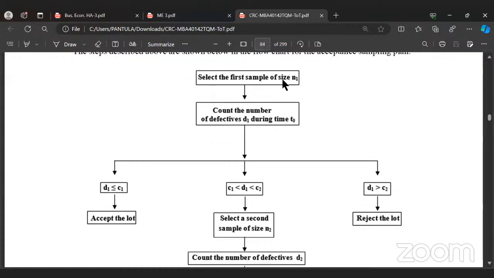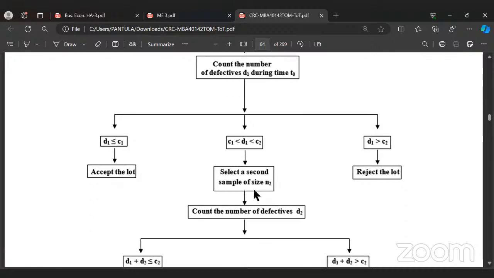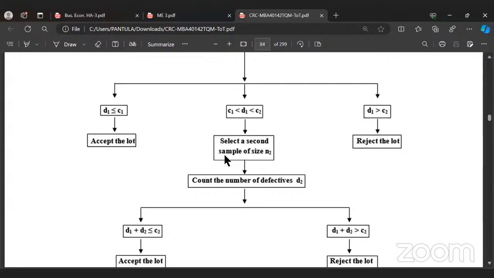First, select the first sample of N1. Count the number of defectives D1 during the time period T. If D1 is less than C1, accept the lot. If D1 is between C1 and C2, select the second sample in a simplified manner. Select the sample N2 and count the number of defects D2.